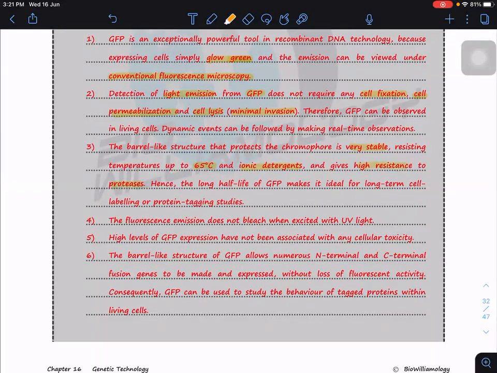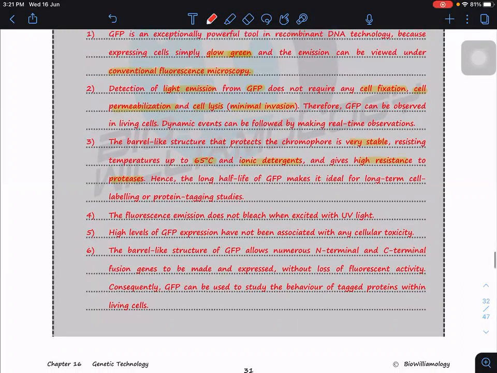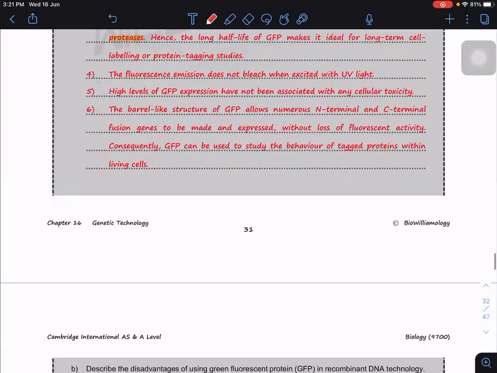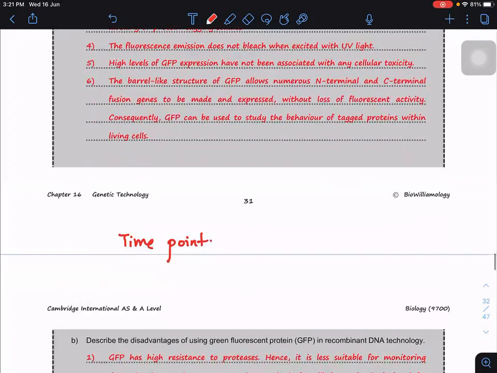Now, this is very important also. Some proteins that are expressed in the cells will be degraded by the proteases. Now, what will happen? Let's try to imagine. We want to have a time point study. Now, what does time point study mean? If I want to check the expression every hour, how much expression, right? Okay, so I can plot the graph.